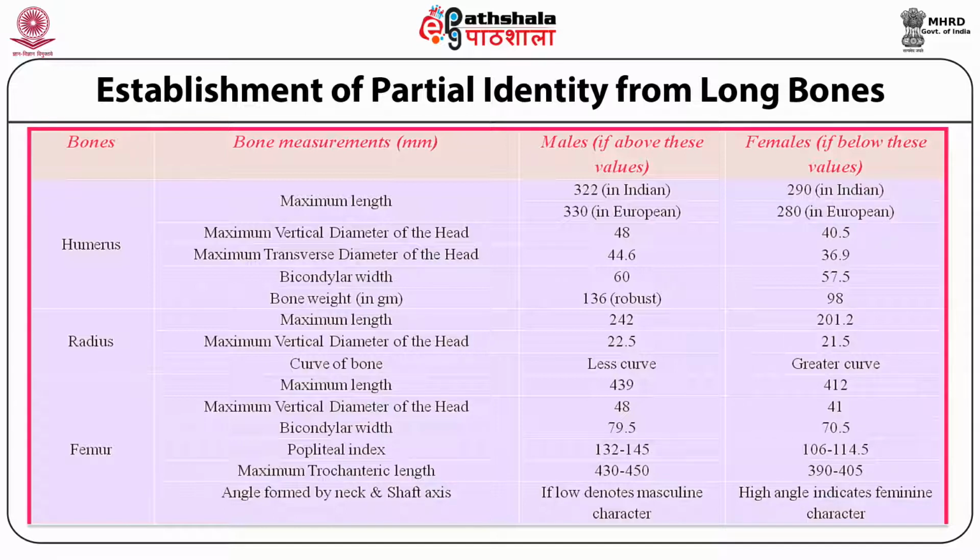When we talk about the radius, the maximum length of the radius is 242 mm in males and 201.2 mm in females. In the femur, the maximum length is 439 mm in males and 412 mm in females. The bicondylar width of the femur is 79.5 mm in males and 70.5 mm in females.